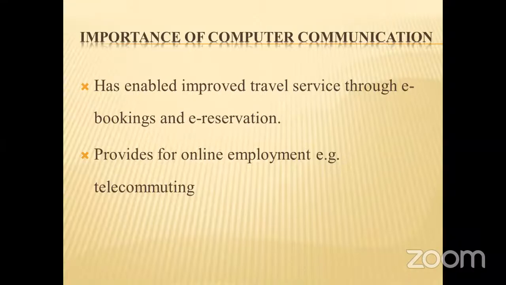So to start with, the advantage that is up, it's saying that computer communication has enabled improved travel services through e-booking and e-reservation. Can we have someone to tell us what e-booking and e-reservation, actually what E represents in this? We have e-bookings. Then we are seeing e-reservation. What do we mean in computer by this E that we are seeing on booking and reservation? Who can tell us what it means?